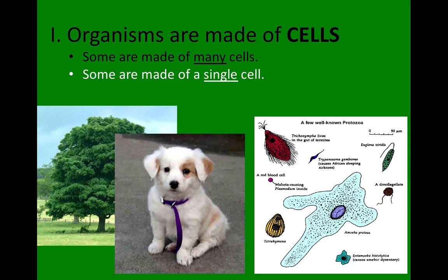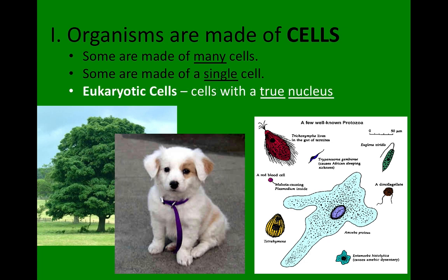Some living things are made of single cells. For instance, you can see in this diagram there's a bunch of protists, like an amoeba or a euglena or a paramecium, that are made of a single cell. They have everything they need right there in that single cell. Bacteria are also single-celled organisms.